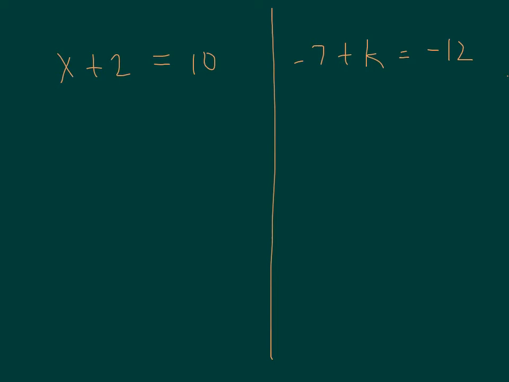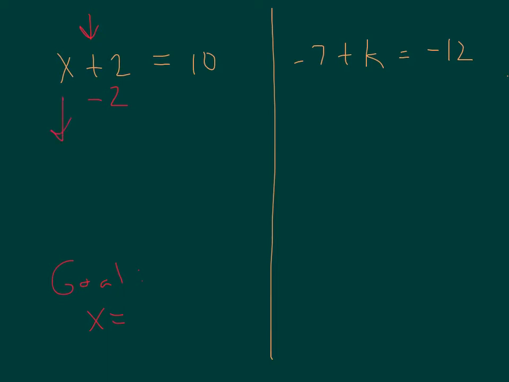Our first equation here is x plus 2 equals 10. Now, let's remember the goal. The goal is to isolate the variable using inverse operations. So what I see right here is addition. The opposite, or the inverse operation, is subtraction, so I subtract 2. That's how I'm going to get x by itself.